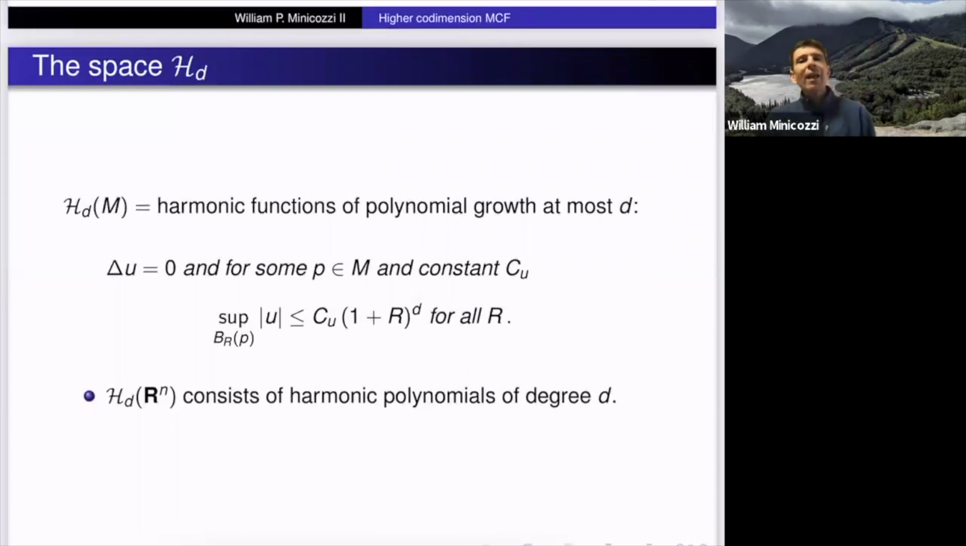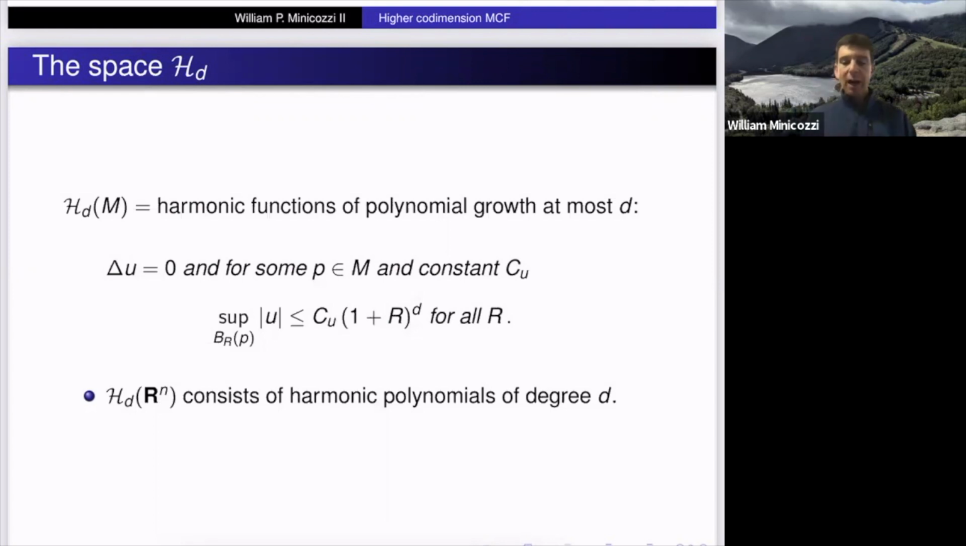Okay, so we'd like to go a little further. Instead of just saying they're constants if they're bounded, I'd like to ask, suppose I allow the function to grow a little. Then what can you say? So what I'm going to do is define a space H_d, and this will be the harmonic functions which grow polynomially of degree at most d. So the Laplacian is 0, and the sup norm on a ball of radius r is bounded by a constant times r^d.